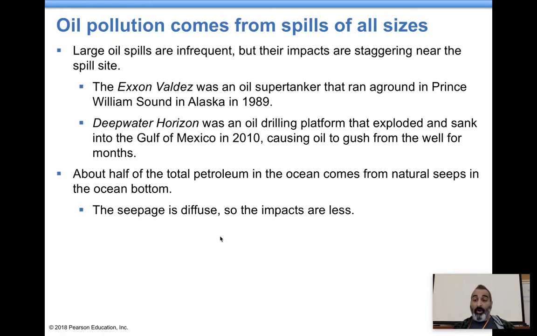Now, there are problems with large oil spills, but they're not as common as they used to be. The two big ones that you need to totally know about is the Exxon Valdez. This is when I was a kid, back in 1989. An oil tanker ran aground up in Alaska, and it created a mess. It leaked millions of gallons of oil into the harbor, into the bay, and it created mass pollution problems. That happened in 1989. The Exxon Valdez, owned by the oil company called Exxon.